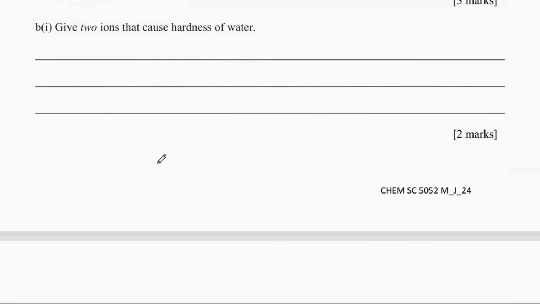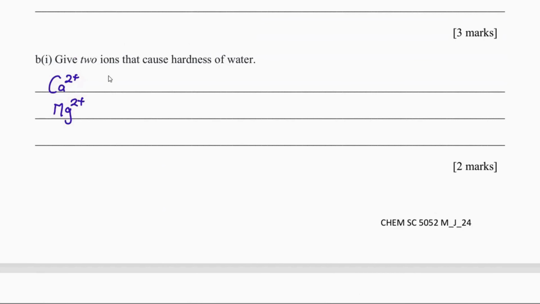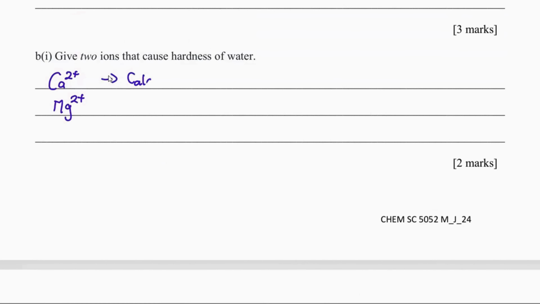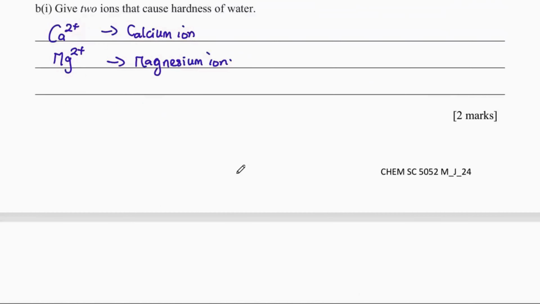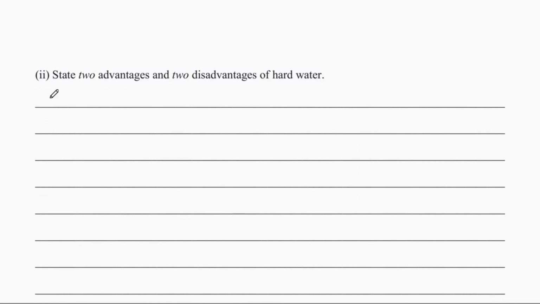Now the next question says, give two ions that cause hardness of water. We have calcium ion, and then we have magnesium ion. So you can either write it like this, or you write it as calcium ion, magnesium ion.